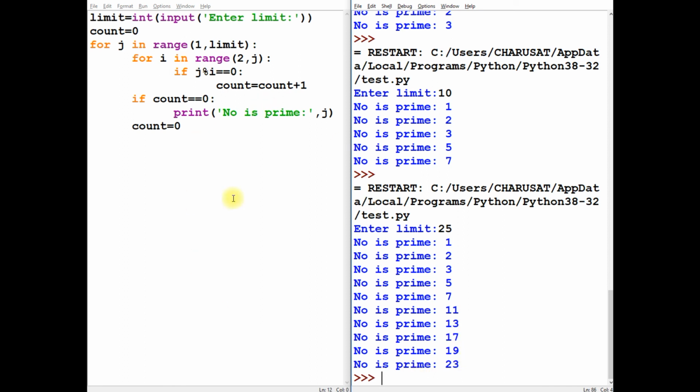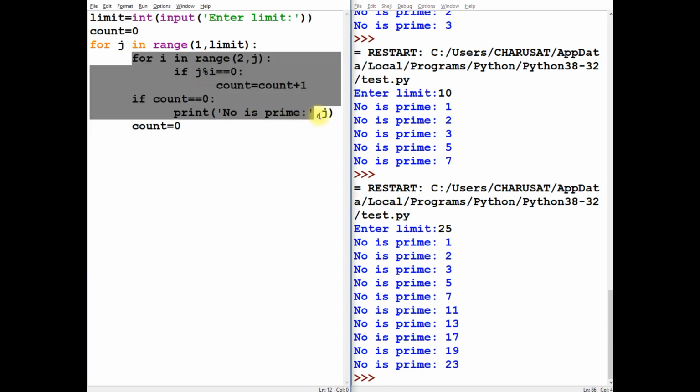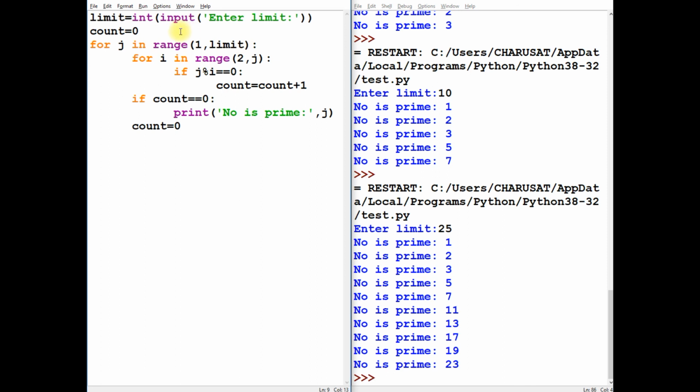So this is how you can program for prime numbers. Initially I wrote only this part, where I check whether a single number is prime or not, and then I extended that program like this, with a for loop inside a for loop. So I am controlling my number from the start up to the limit, and then I am checking each number with this inner loop. This is how you check for prime numbers.